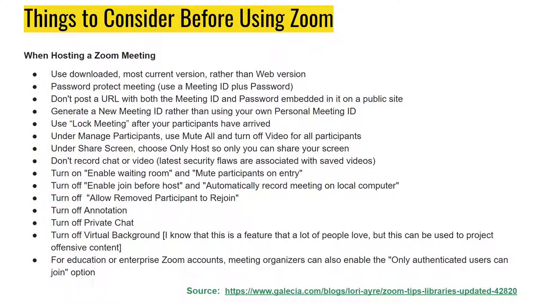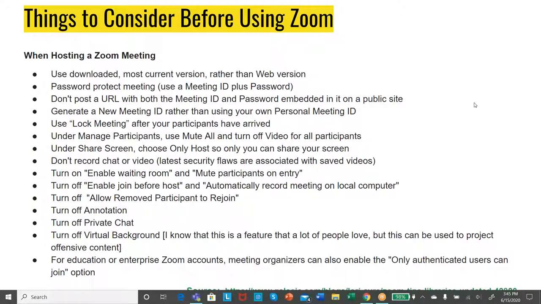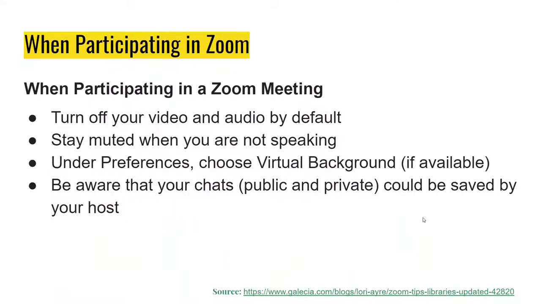I'm going to share these slides later, but basically, you want to turn on the waiting room, and turn off join before host, so you can see who's there before they all arrive. You can remove a participant so they can rejoin. You can annotate, you can have private chats on or off, virtual background on or off, and for education or enterprise Zoom accounts, you can also have an authorized join option.